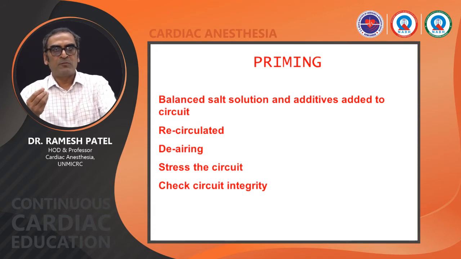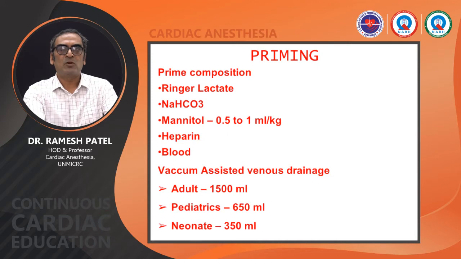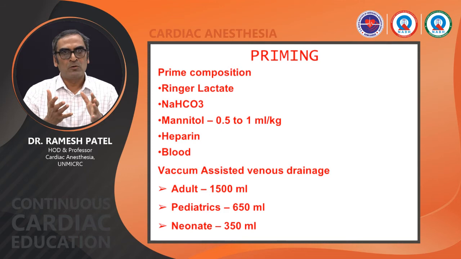The circuit is empty, so we have to prime it with solution. With the help of balanced salt solution we prime the circuit, and additives can be added into the priming solution, which is recirculated for de-airing. Which are the balanced salt solutions? For example, Ringer lactate or Plasma-Lyte are the balanced salt solutions we use for priming. Other substances are sodium bicarbonate, which acts as a buffer; mannitol, which helps in osmotic diuresis as well as edema reduction; and heparin for anticoagulation. If the patient has a low hematocrit, then we add blood to the priming solution. And if needed, if the patient has low venous drainage, we can apply vacuum assisted venous drainage.